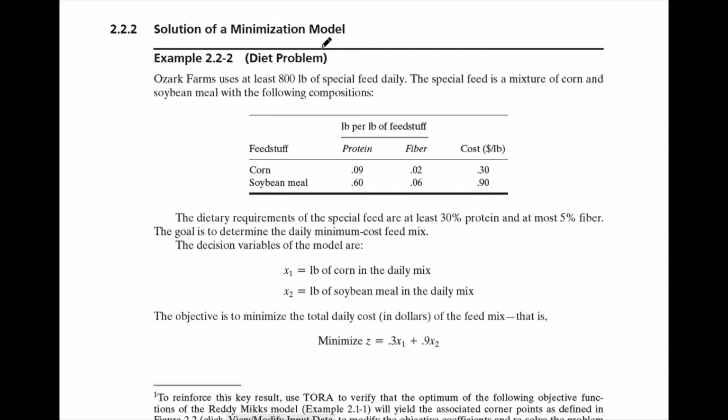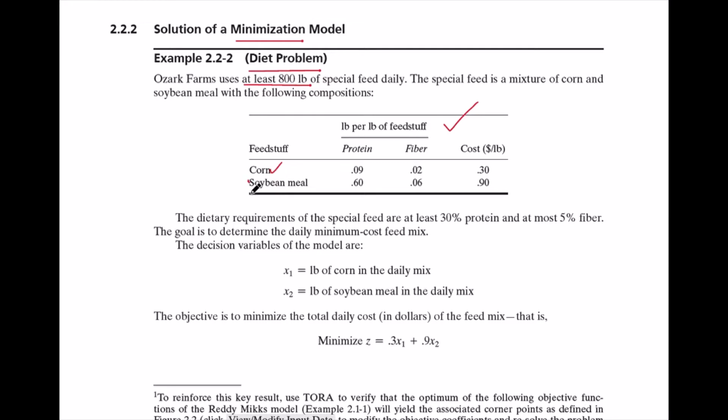After seeing a maximization problem in the Ready-mix problem, let us see a minimization model, that is the diet problem. In this, a farm uses at least 800 pounds of special feed daily. This is the total weight, at least 800 lb, and then the feed is a mix of soybean and corn. So this is the table which is given to us.